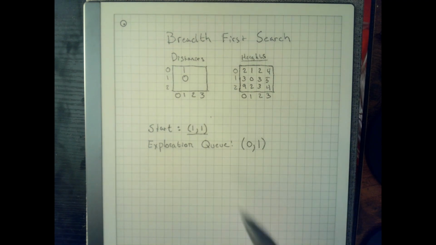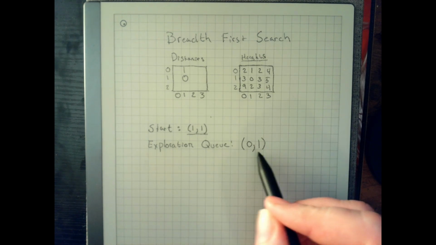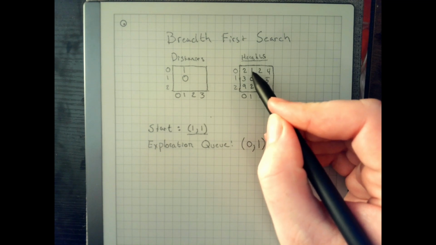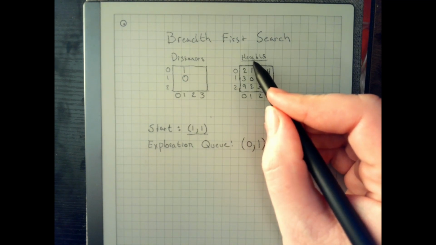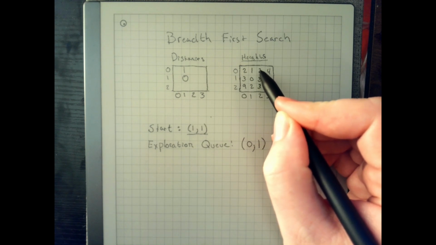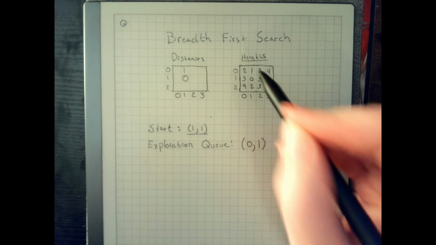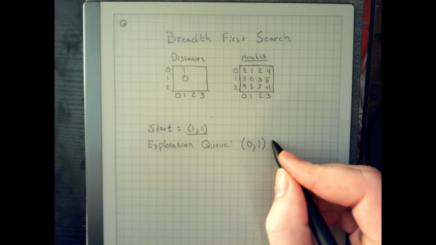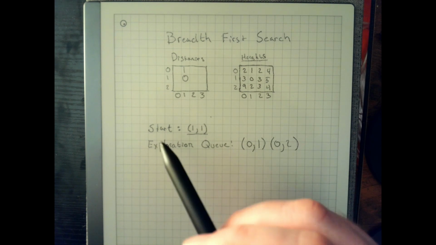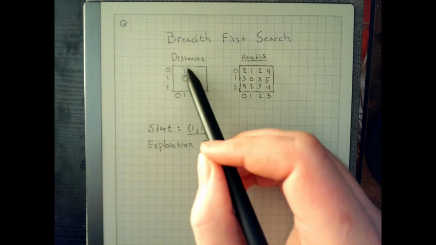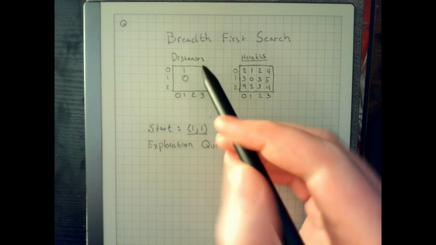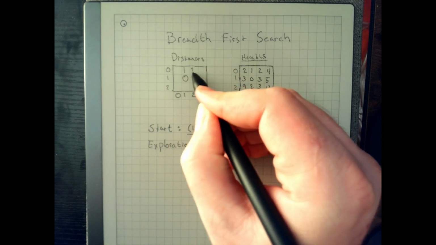Let's continue. I examine the front of my queue. I'm looking at position 0, 1, which happens to be this one here. I look to the north, there's nothing there. I look to the east, I can visit this position because it is at a height of 2 and I'm at a height of 1. So I add it to my exploration queue. Then I update my distances by setting the position 0, 2 equal to the distance of the node I'm coming from plus 1, which happens to be 2.